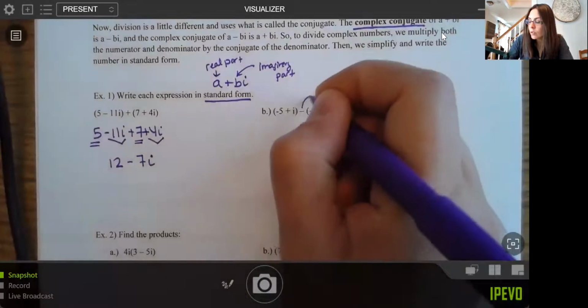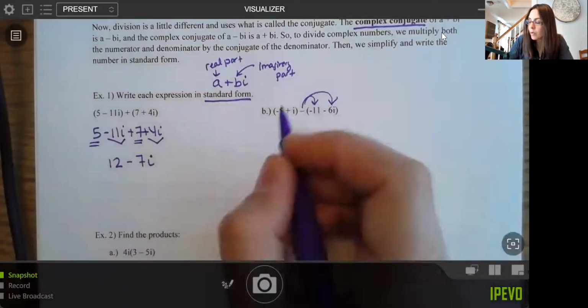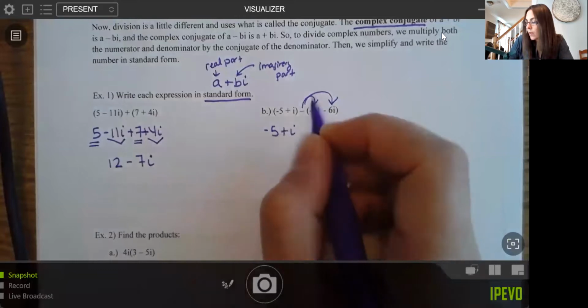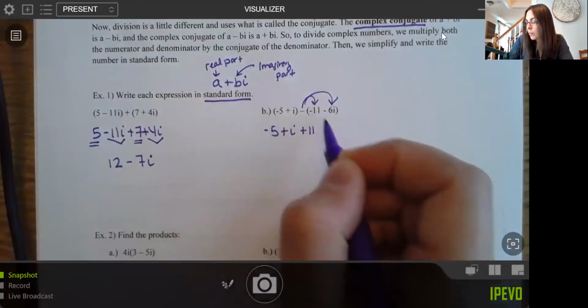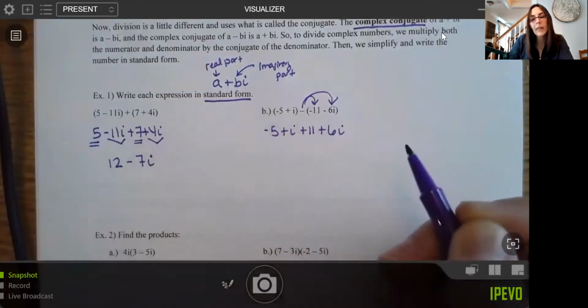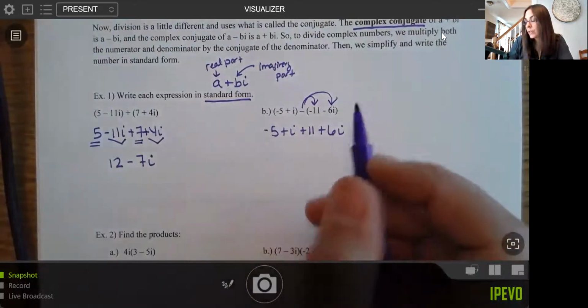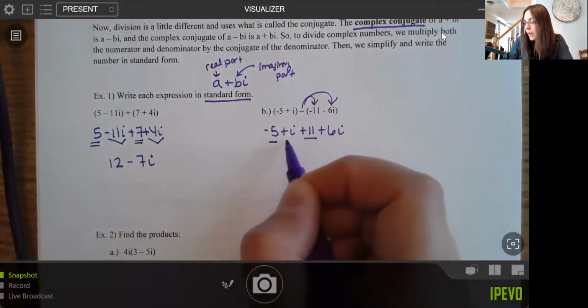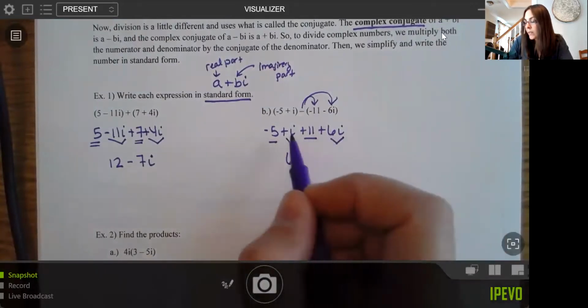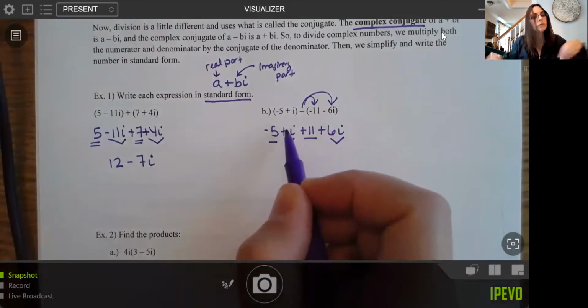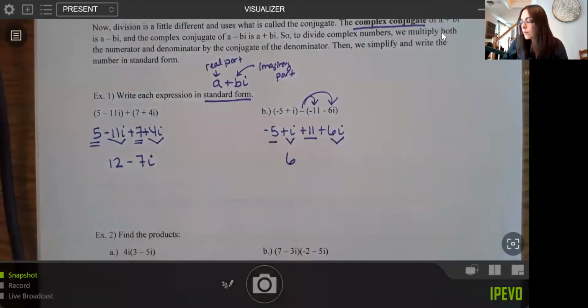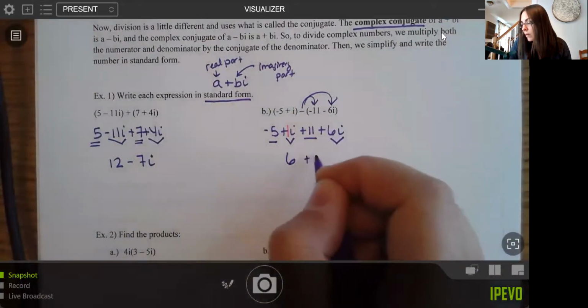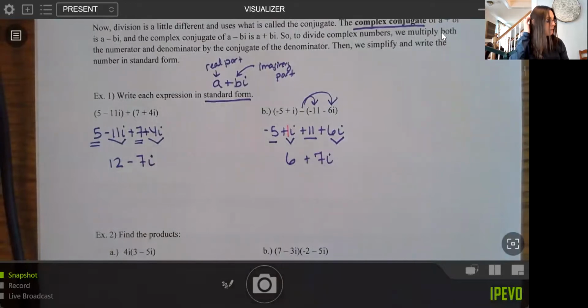Here, I do have a negative, so just like with a regular example, I'm going to distribute that negative through. So here it's going to become a positive 11 and then also a positive 6i. And then I'm just going to combine my like terms here. So my real parts, negative 5 plus 11 is 6, and my imaginary parts. Now, just like with variables, if there's no number, there is a 1 there. So 1 plus 6 is 7. So 7i. And that's all for adding and subtracting.